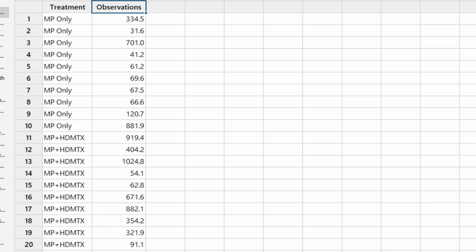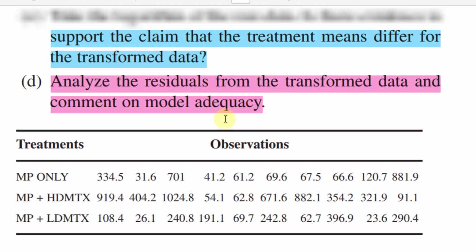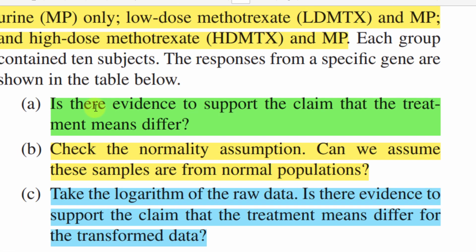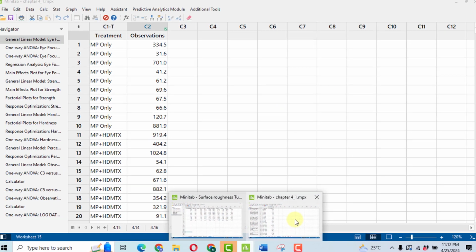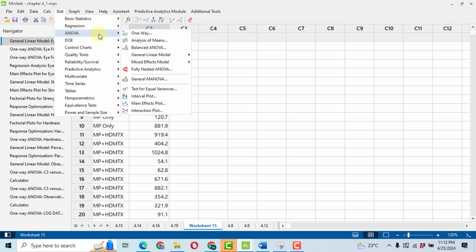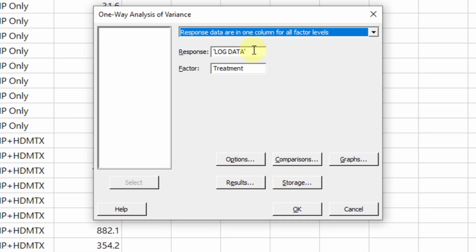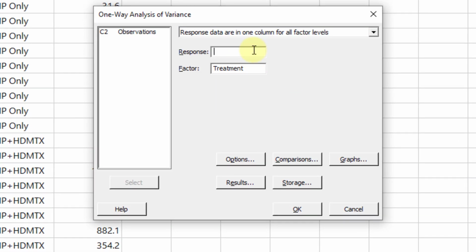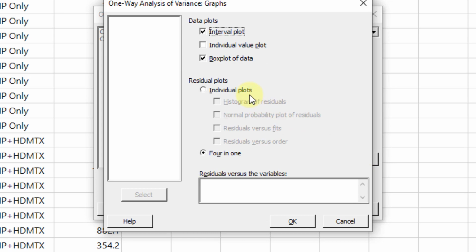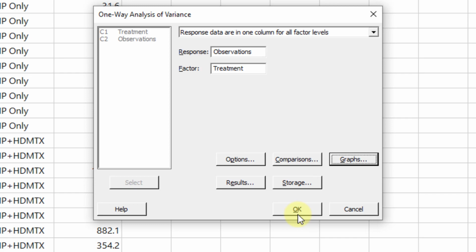So first of all, part number 1. Is there any evidence to support the claim that treatment means differ? So it's basically one-way ANOVA, nothing else to do. Click on Stat, then ANOVA, then One-Way ANOVA. Here you will have to select the response variable, which is the observations, while in the factor there is the treatment. Then click on Graphs. In the graphs, select 4-in-1 for the residual analysis and then click OK.